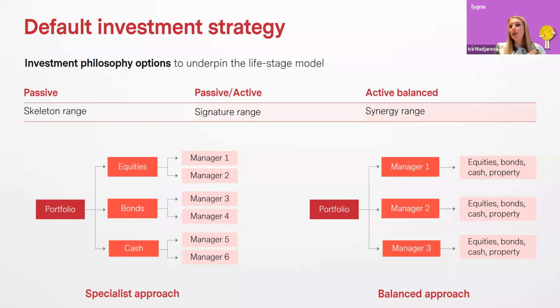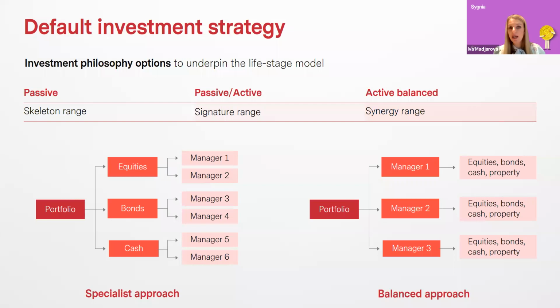And in the Signature range, that's a blend between active and passive management. In the Skeleton range, it will be just a passive component. And the type of managers that we look for in the specialist approach would be managers that are skilled in specifically managing that asset class. So if you think about the Signature range that has exposure to Coronation, 91, Visio, and now Laurium, we have specifically looked for managers that have proven themselves to be really specialist in managing South African equities.